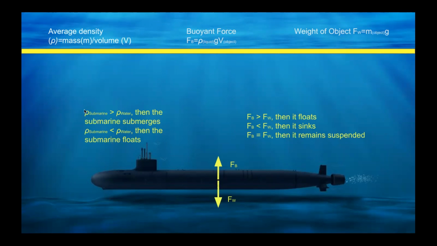There are a few basic principles that everyone should know. To start with, if the density of the submarine is larger than the density of water, then the submarine submerges. If its density is less than the density of water, the submarine floats. So this can be restated as: if the buoyant force is larger than the weight of the submarine, then the submarine floats. If the buoyant force is less than the weight of the submarine, it sinks. And if the buoyant force equals the weight of the submarine, it remains suspended at the same depth.